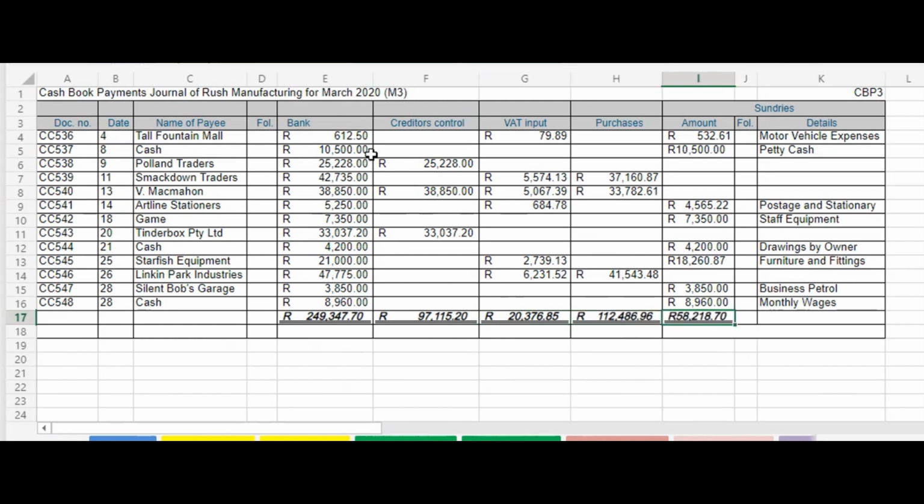Okay. And now this is simple. We know that bank is an asset account, and when an asset account is going to decrease, we are going to credit that asset account, and so therefore everything else will have to be debited because the bank makes up the total, and then under the sundries we are going to debit the individual accounts.